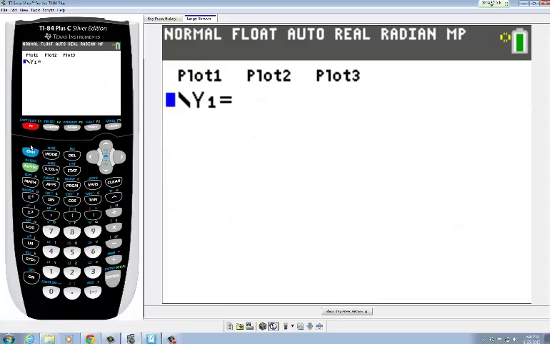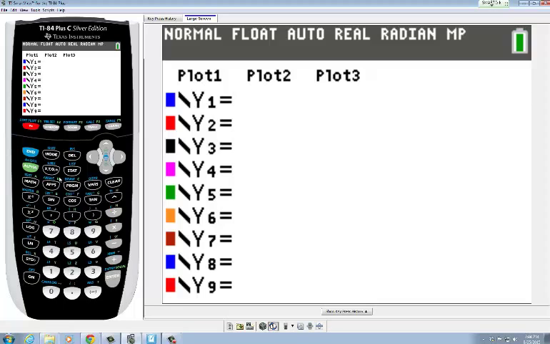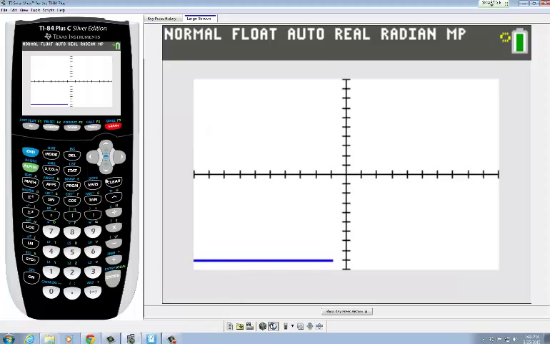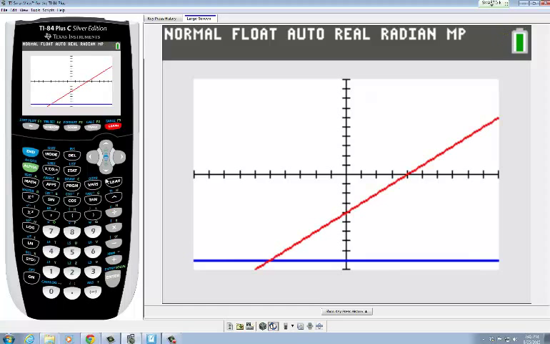And go to my y equals. When I go to my y equals, the left side is negative 9 and my right side is x minus 4. I'm going to graph it, and remember we're looking for the intersection of the red and the blue line, and we know that they intersect at this point right here.